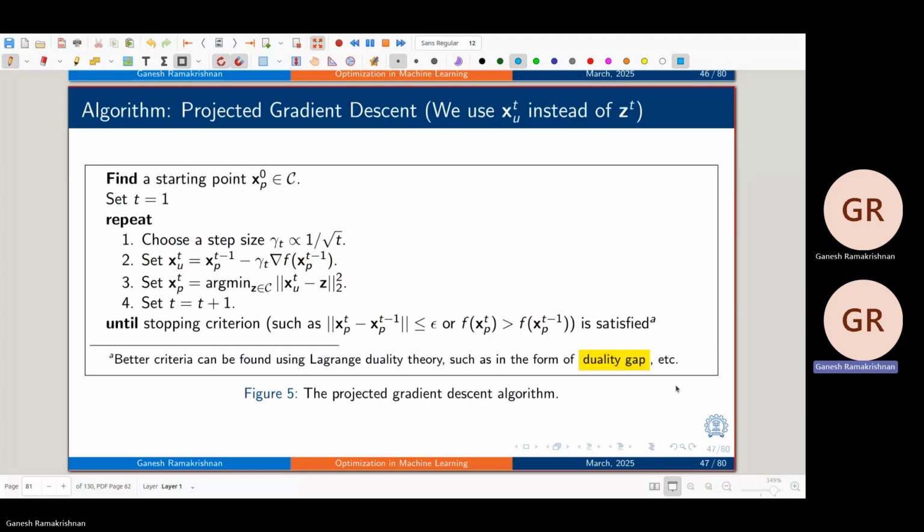We'll start with a previous projection x0p or xtp and then have an unprojected, right? xt minus 1p, you apply the gradient descent step and get an unprojected xut, then project xut to get xpt and so on. And you'll do this until the standard stopping criteria are met.